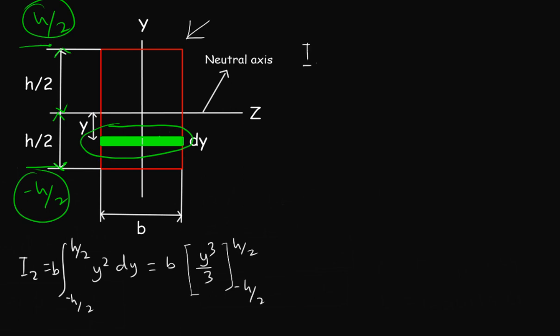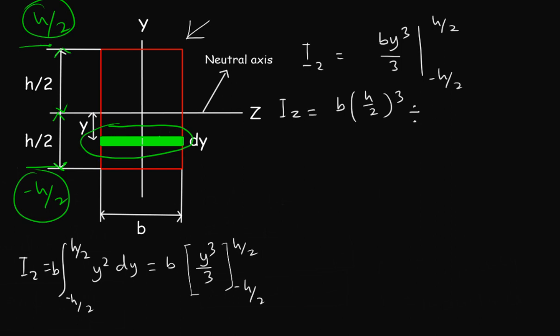So we are going to have the second moment of area equal to b, that is b y to the power 3 divided by 3, with the limit from minus h over 2 to h over 2. What we are going to do is substitute the value of h over 2 in place of y. So we have Iz equal to b times, in brackets, h over 2 to the power 3, divided by 3. Let me put this in a square bracket, and we are going to do the same for the second limit, so that was minus, then another square bracket.